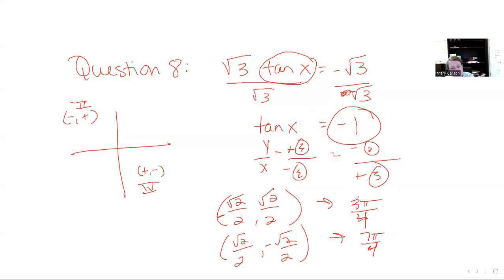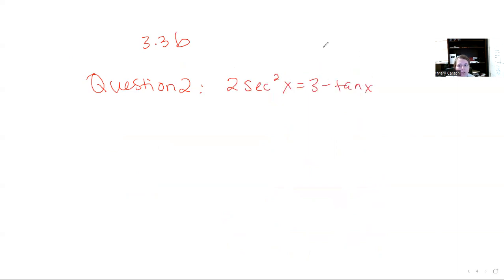All right. So those are some examples of 3.3a. Let's look at 3.3b. Let's look at question 3. All right, wait. Question 2. It's one of the more difficult questions. So they wanted you to solve 2 secant squared of x is equal to 3 minus the tangent of x on the interval 0 to 2 pi.